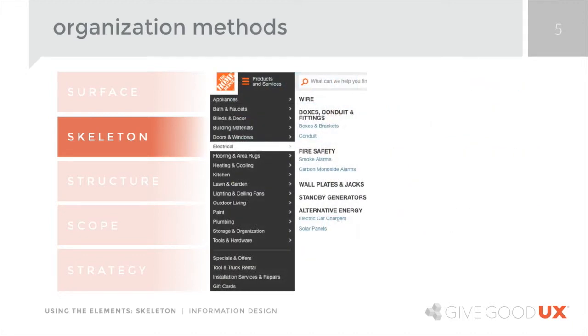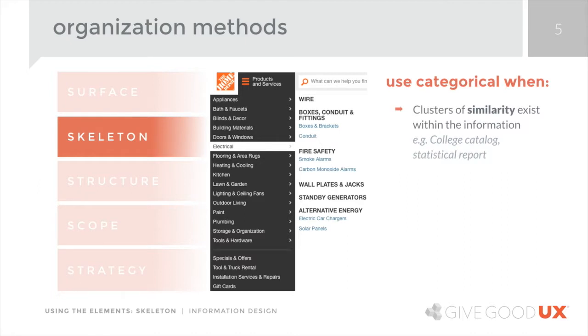The second way to organize information is categorical. We take a categorical approach when there are clusters of similarity inside the information that we're dealing with. In a college catalog, in a statistical report, in instances where there's a common thread running through all the information. We also use it when people will naturally seek out information by category. Department stores are a perfect example of this. You walk into Target and you know that there are multiple departments. Men's clothing is over there, women's clothing is over there, kids' clothing, sporting goods, electronics, etc., right? We know where to go and we know what's contained within that category.